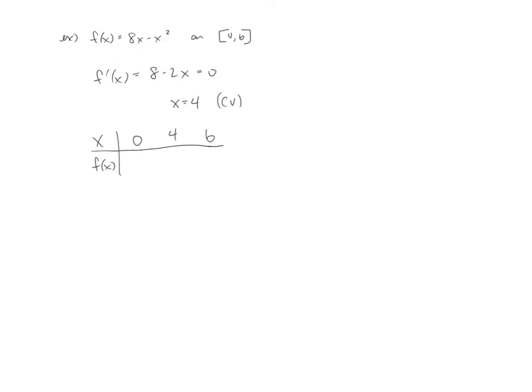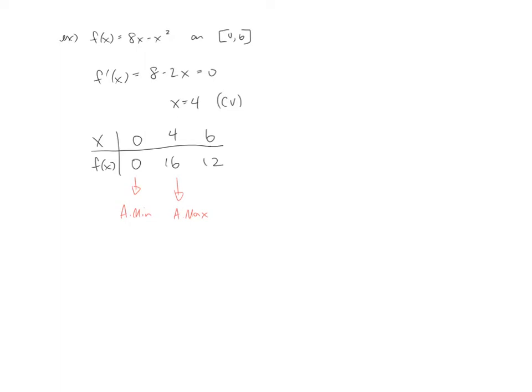We're comparing these y coordinates on the actual function. So when I take a 0 and I plug it in here, I get a 0. When I take a 4 and I plug it into the original function, I get a 16. And when I take a 6, once again, into the original function, I get a 12. So all of these are y values. The overall lowest y value would be this guy right here, so this would be our absolute minimum. The absolute biggest y value would be right here, so this would be our absolute maximum.